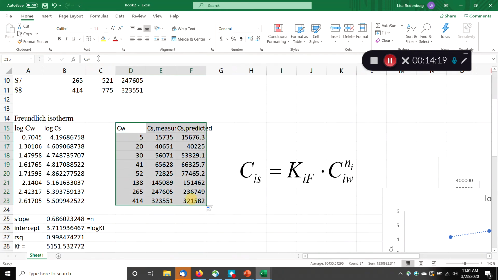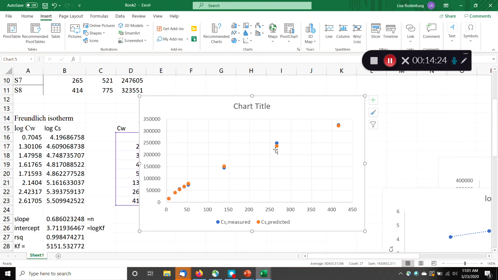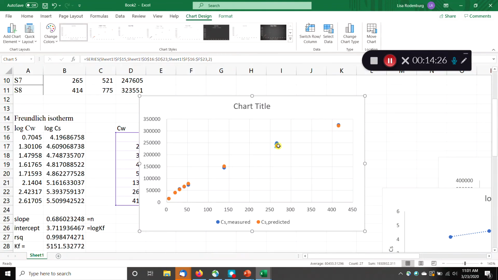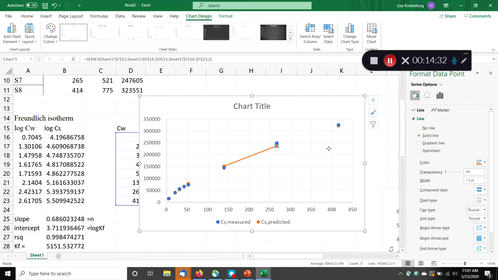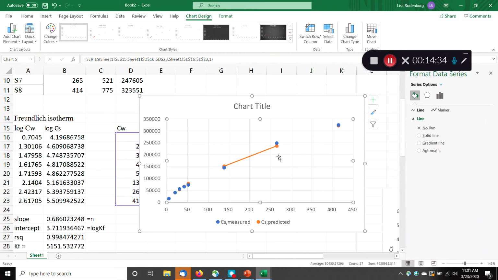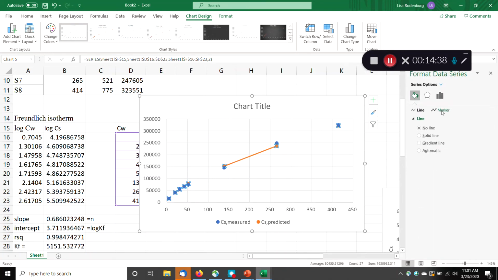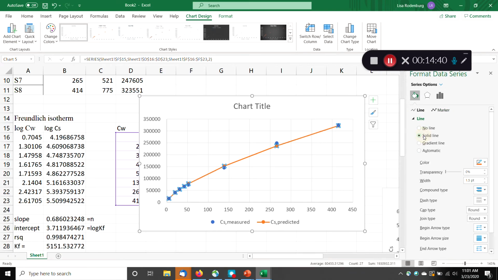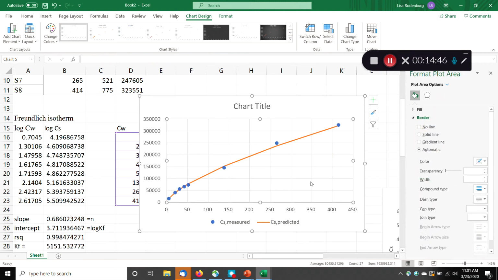So if we plot this, man, that's pretty good. Remember, the oranges are predicted. So let's go here, add a line, make it orange. No, that's not quite what I had in mind. There we go. And if you want, we can even get rid of the marker here. There we go. So our predicted line is pretty darn good.